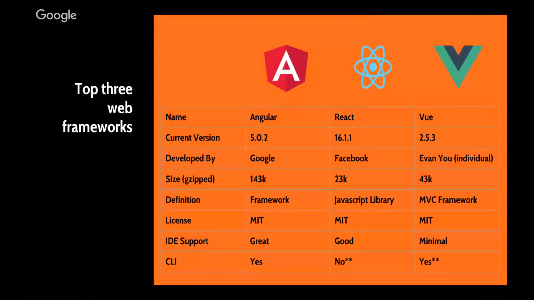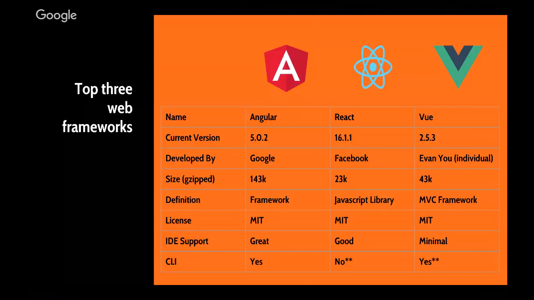So here are the top 3 frameworks that we'll talk about tonight. We have Angular, React, and Vue. The current versions of all of those: we're on Angular 5, React 16, and Vue 2.5. And we all know that Angular is backed by Google, React is backed by Facebook, and Vue is written by an individual developer called Evan You. But he does have some big name companies backing him, supporting his development efforts.